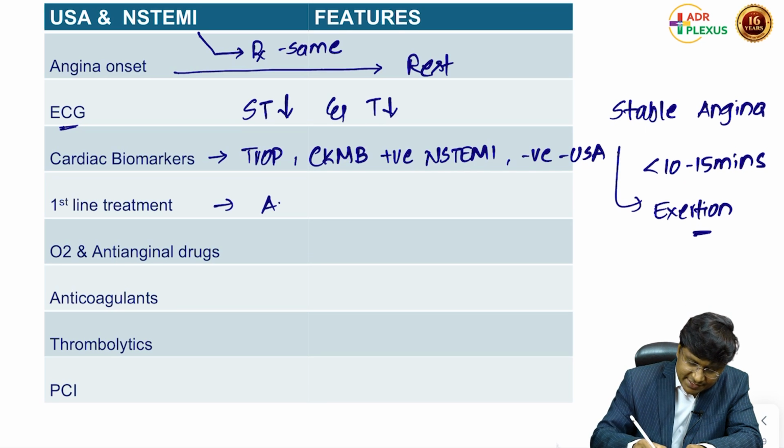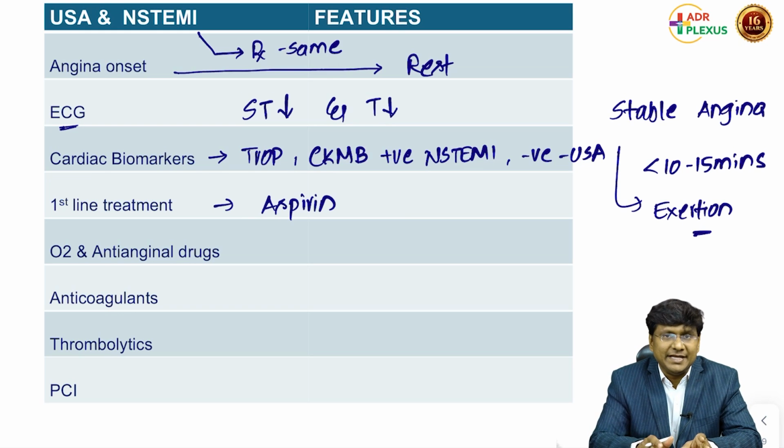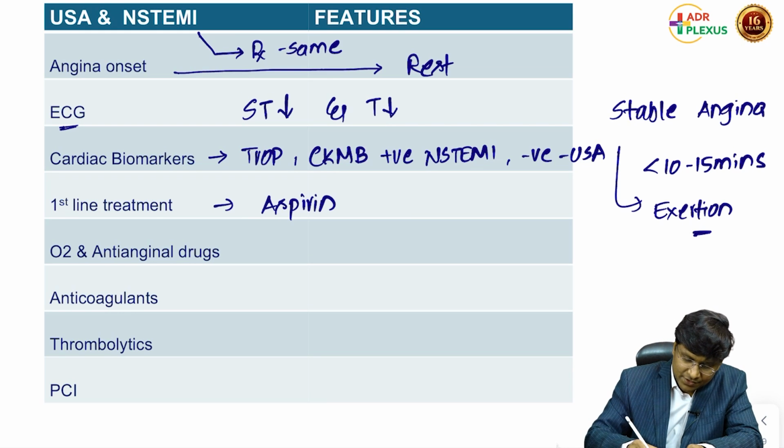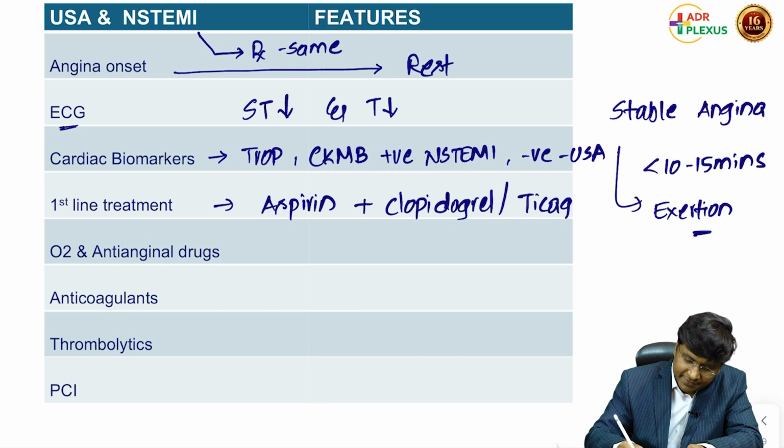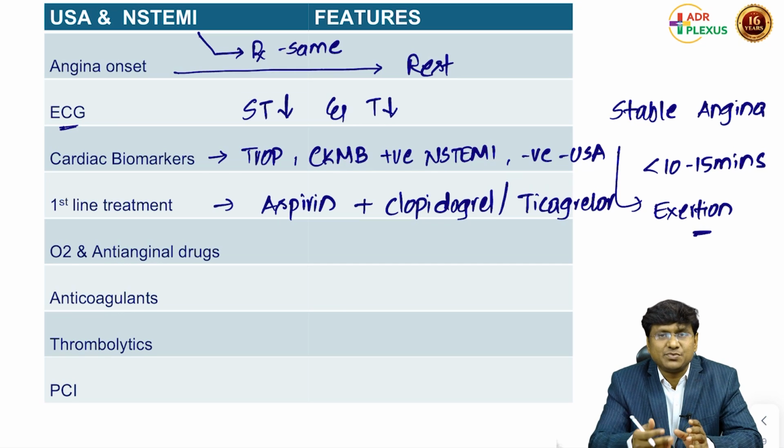As I was just discussing, aspirin is the first line treatment, but you need to add DAPT, that is dual antiplatelet therapy. In the dual antiplatelet therapy, you can give either clopidogrel or ticagrelor. And oxygen therapy is very much required in these patients with ischemia or infarction.